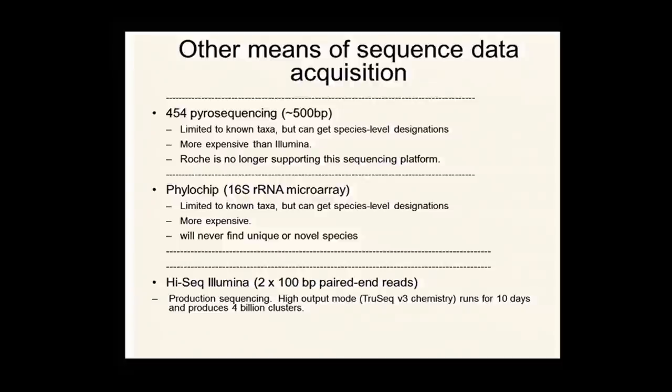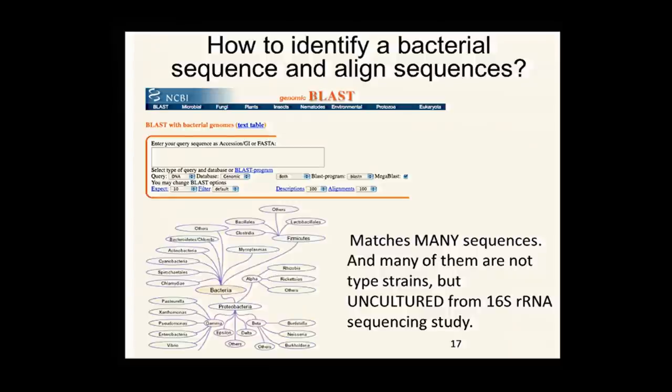The instrument runs for 10 days and produces 4 billion clusters. So this is what people are using for multiplexing and for doing whole exome sequencing of the human genome or whole genome sequencing. But remember, these bacterial genomes are 1,000 times smaller than a human genome. Okay, so those are my thoughts on sequencing technology.